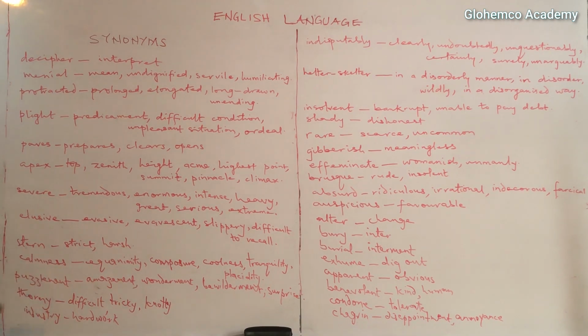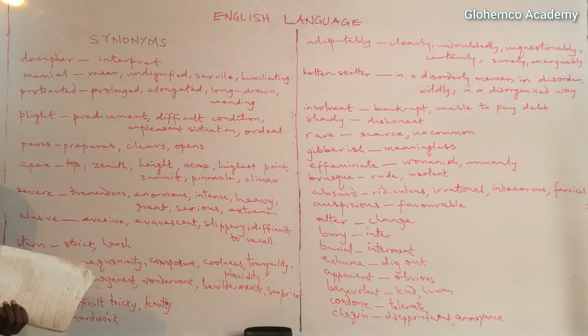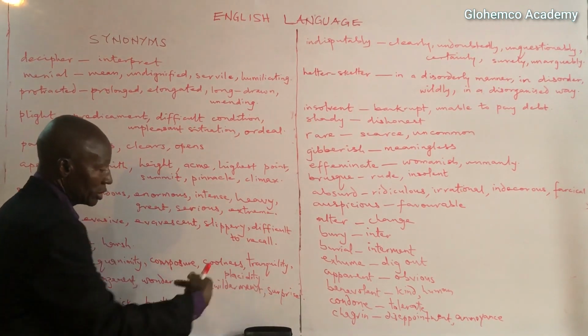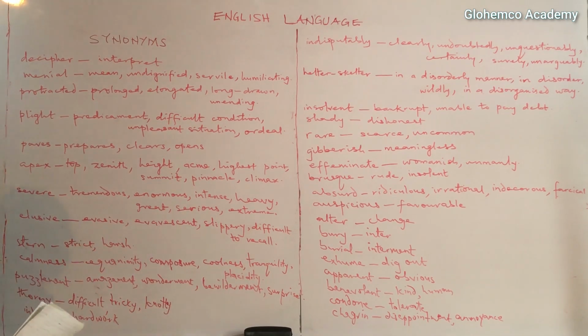But now we have a noun here. All right. We have puzzlement. That's amazement, wonderment, bewilderment, and surprise. You know, the surprise you have there is a noun. It's not a verb. Surprise can be a verb, surprise can be a noun. But as it is there, in that list, it is a noun.